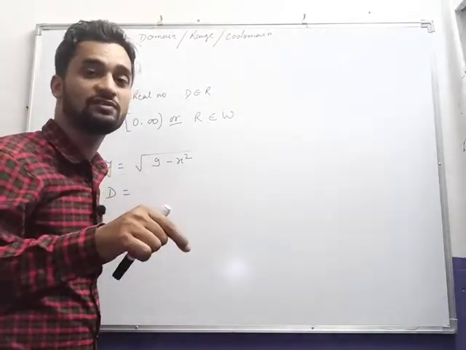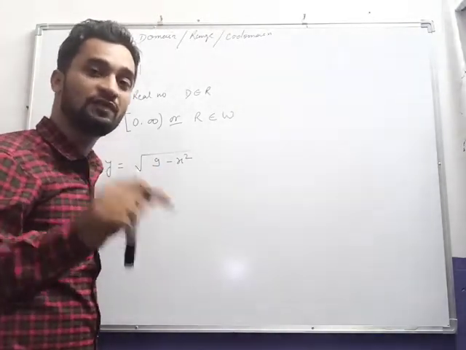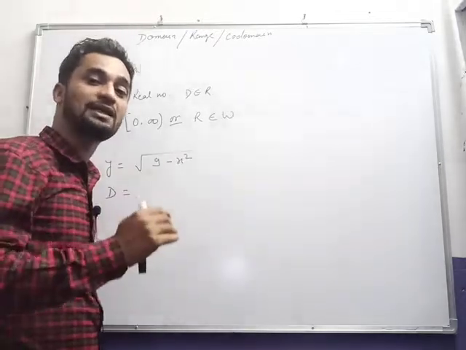Inside the root a negative value is coming, it means that will not be defined. So we can go only up to -3.